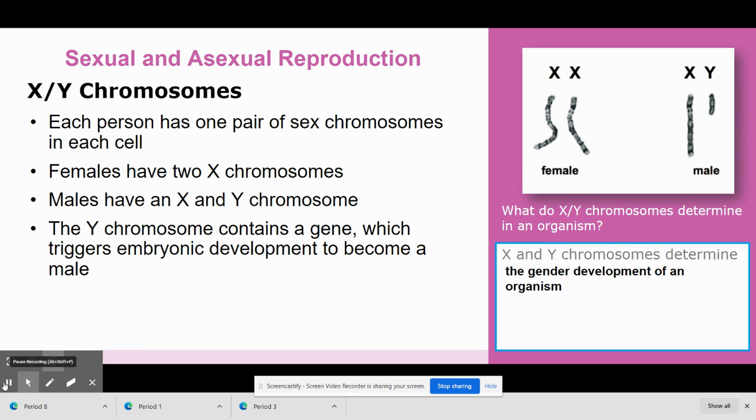And then we have X and Y chromosomes. Each person has a pair of sex chromosomes in each cell. Females will have 2 X chromosomes. Males have an X and a Y. And the Y chromosome contains a gene that triggers embryonic development to become a male. So our question on the right, what do XY chromosomes determine in an organism? Well, they determine the gender development of an organism, whether it becomes a male or female.